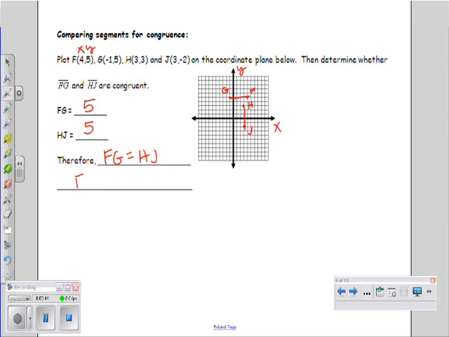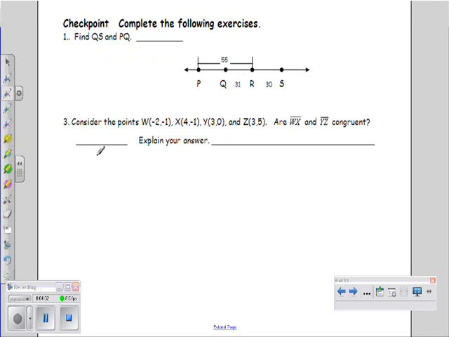And also, segment FG is congruent to segment HJ, because if two lengths are equal, then the two segments themselves are congruent. And I know you think that seems very picky right now, but there will be a point to that later on.